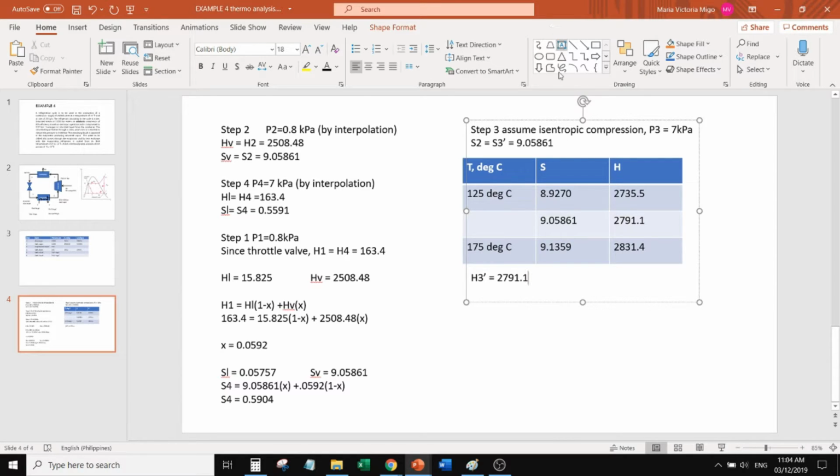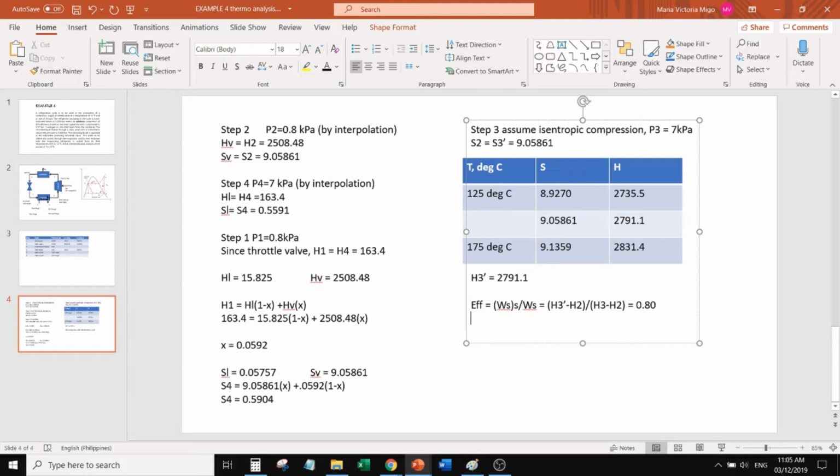The next step is to make use of the efficiency, equal to work shaft over work shaft, but which is the isentropic work? This is smaller for a work requiring device. So this is H3 prime minus H1 over H3, I'm sorry, it should be H2. H3 prime minus H2 over H3 minus H2, and this is equal to 0.8, the efficiency.